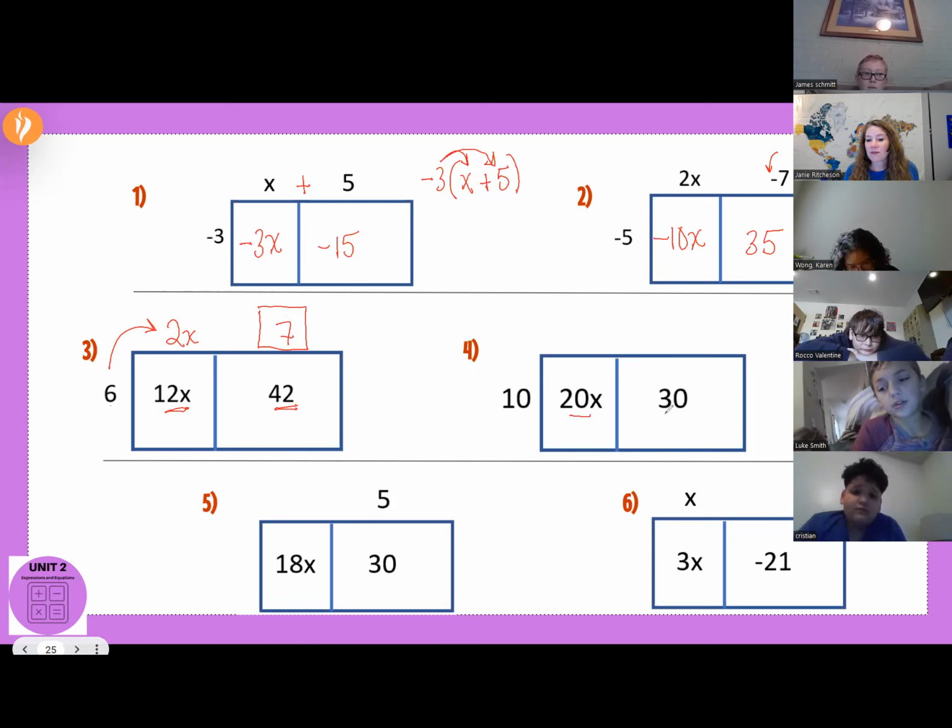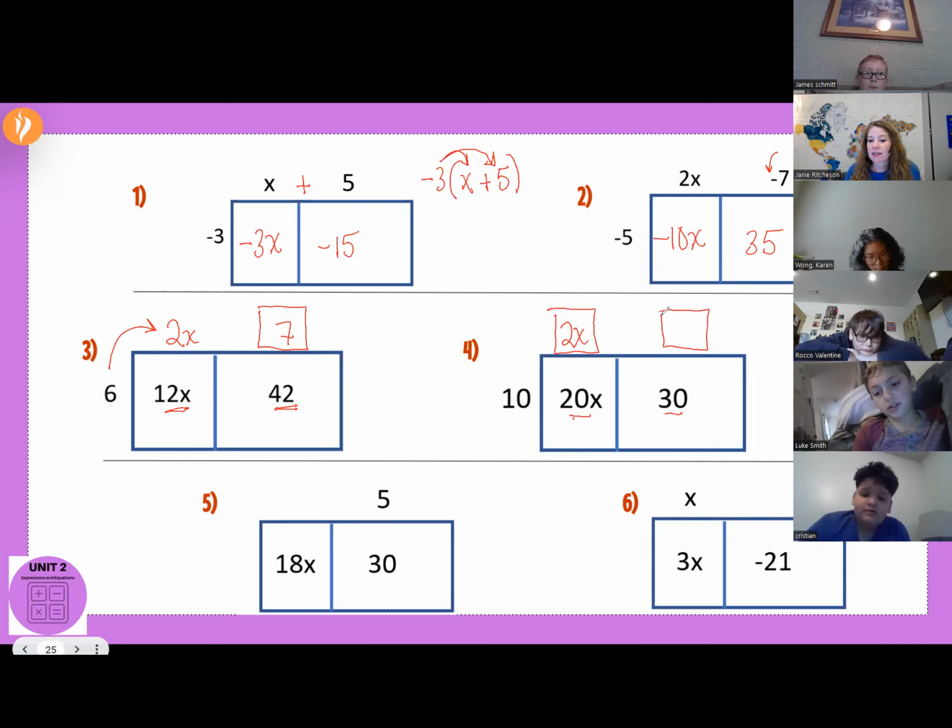These boxes are already filled out. So what's going to go in this box? 2x, because 10 times 2x is 10x. What do you think is going to go in this box? Not 3x, just 3. 3, right? Because 10 times 3 is 30. Okay.